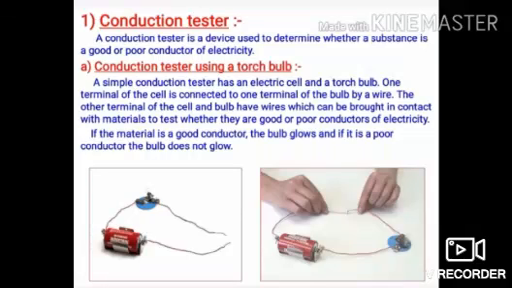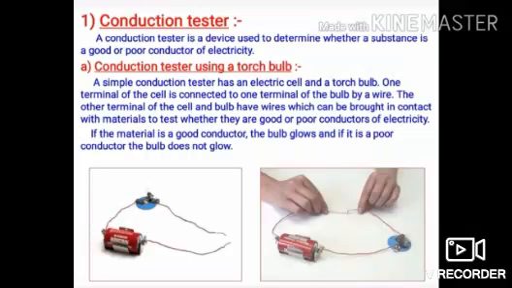Now let us understand the conduction tester. It is a device used to determine whether a substance is a good or poor conductor of electricity. For this we use a simple circuit with an electric cell and a torch bulb. One terminal of the cell is connected to one terminal of the bulb by a wire, and the other terminals of the cell and the bulb have wires which can be brought in contact with the metal to test whether it is a good or poor conductor of electricity.